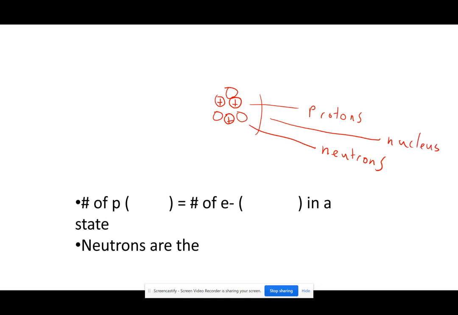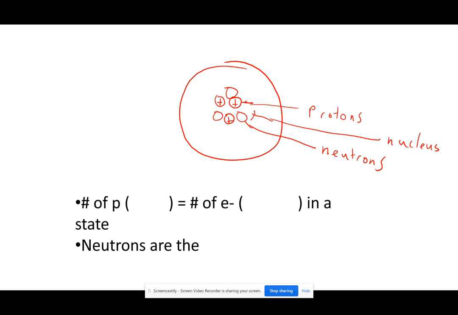Now, I just want to point out that the nucleus is this whole thing. I think actually the best way is just to leave it like that. So we have these, which are the protons, these, which are the neutrons, and this whole thing is the nucleus.